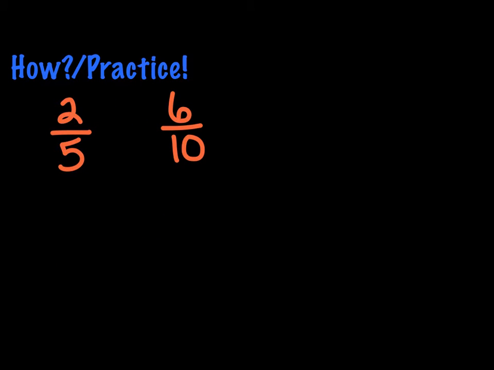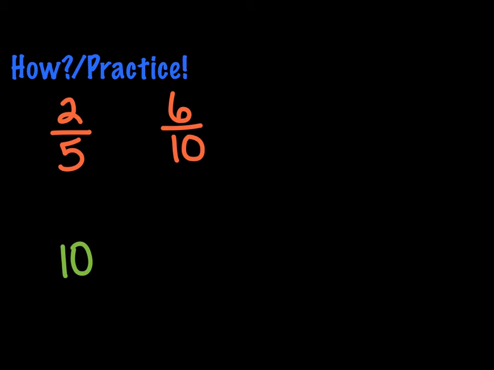So what happens when I have two fractions that do not have the same numerator nor do they have the same denominator? I have to figure out a way to compare these fractions. So one way is to create a common denominator. And so when we look at the 5 and the 10, I think I'm going to make my denominator 10 because I know that 10 is a multiple of 5 and 10 is a multiple of 10.